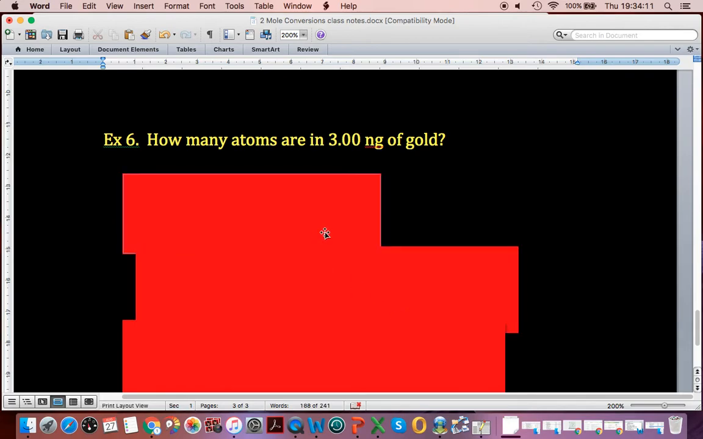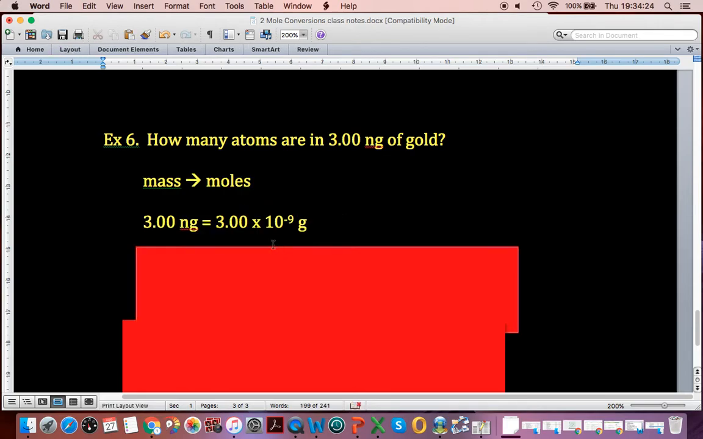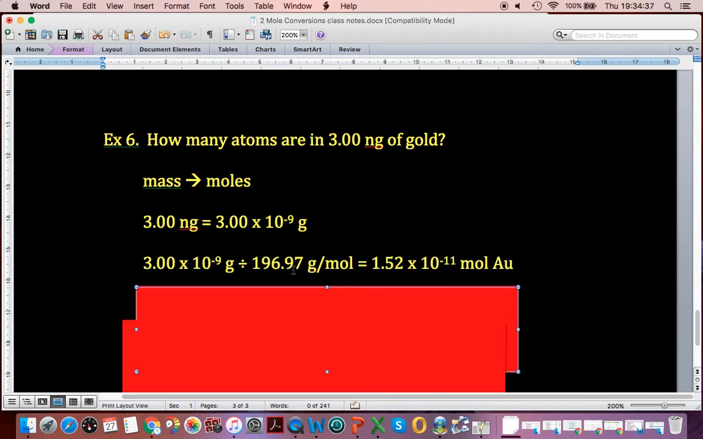Oh, now we get some of the more exotic. How many atoms are in 3.00 nanograms of gold? Now, nanograms are very small. But even though they're very small, we're going to be surprised how many atoms are there. So our first step is to go mass to moles. 3.00 nanograms. Well, let's just kick that into grams before we do that conversion. And so we get a tiny number of grams.